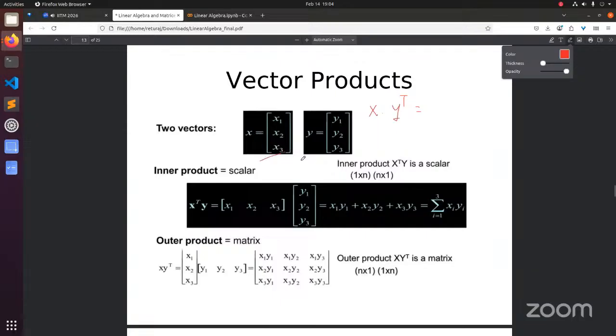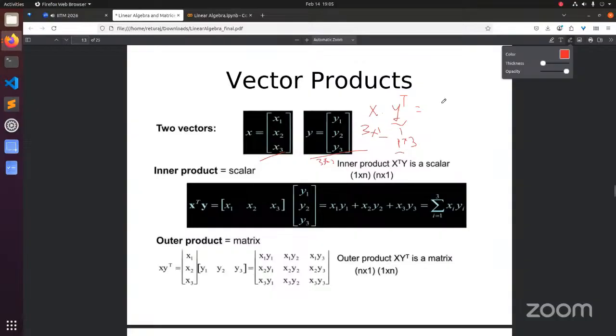Your X is this, Y is this. Yes, sir, because n equal to k. So X is currently 3 cross 1. Y transpose is also 1 cross 3. Is everyone able to see Y transpose is 1 cross 3? Y is 3 cross 1, and Y transpose is 1 cross 3. And N and K are equal.